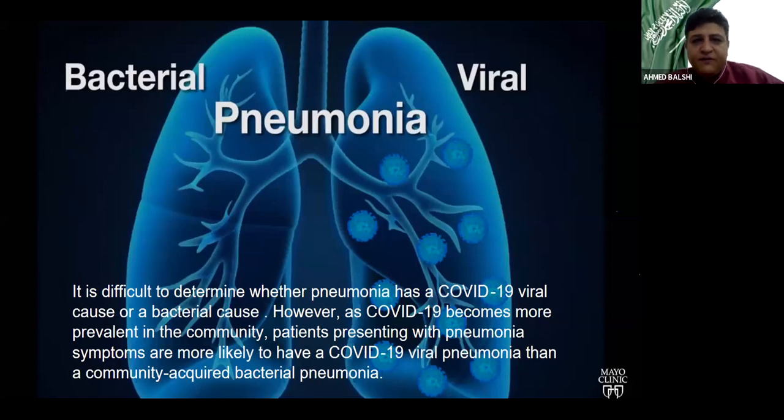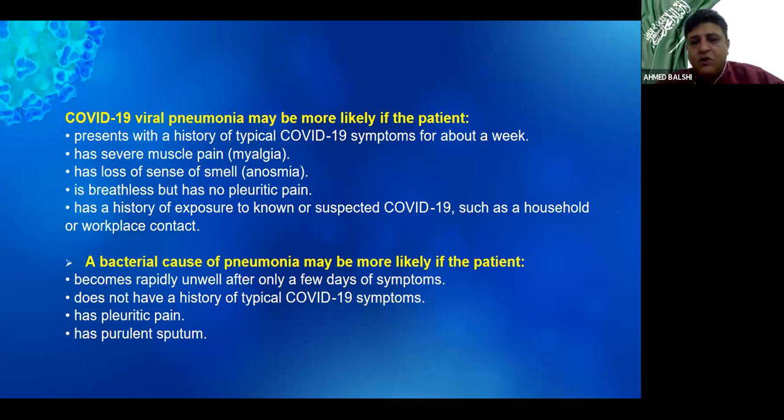How can we differentiate between viral and bacterial pneumonia in a COVID patient? Actually, it's difficult, as we said before, but some hints can guide you. We know now, especially in pandemic time of COVID-19, that any patient coming with lung infiltration, we have to rule out viral pneumonia, especially COVID-19.